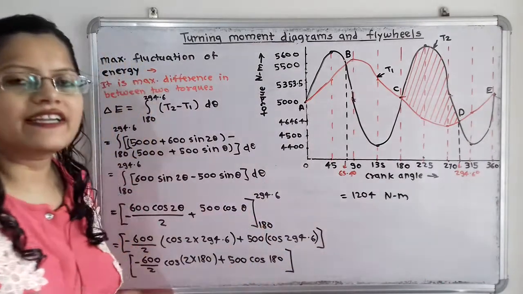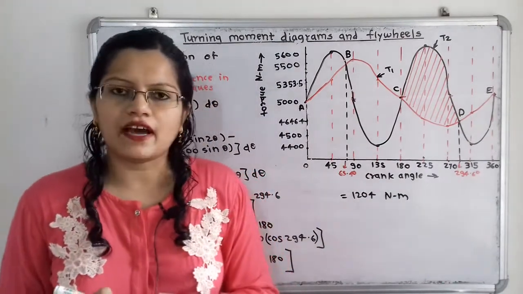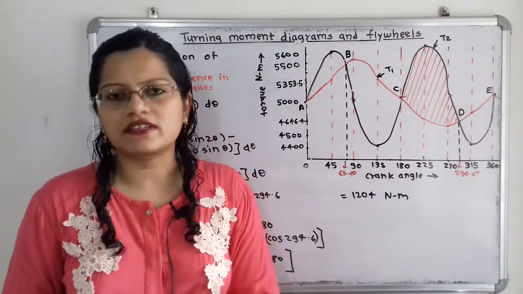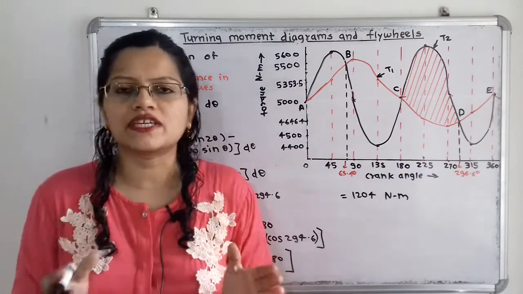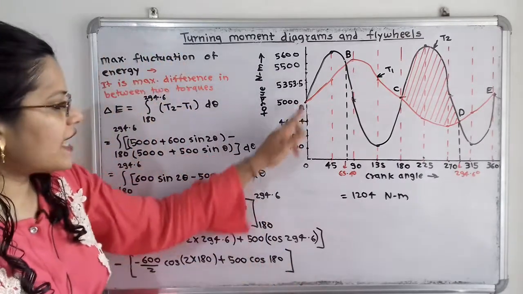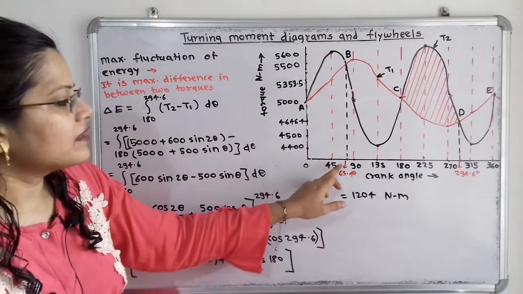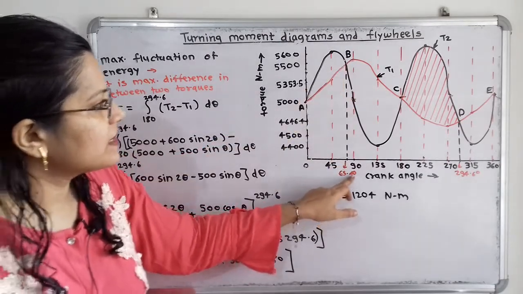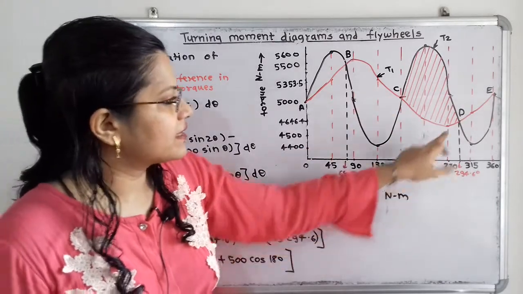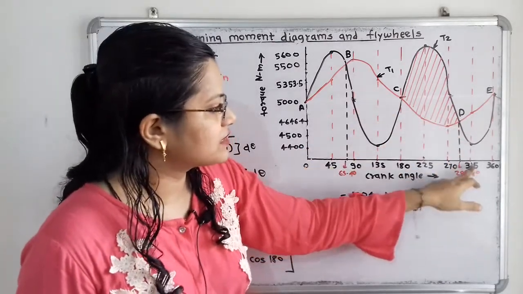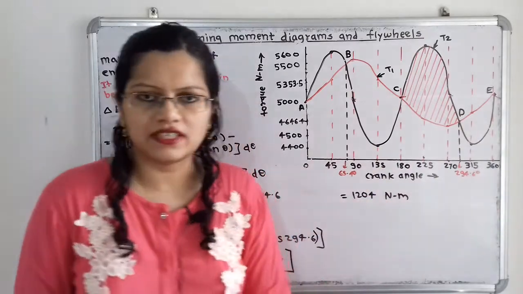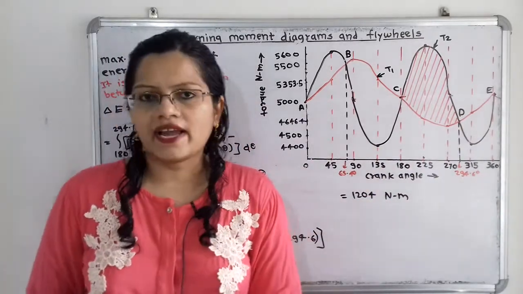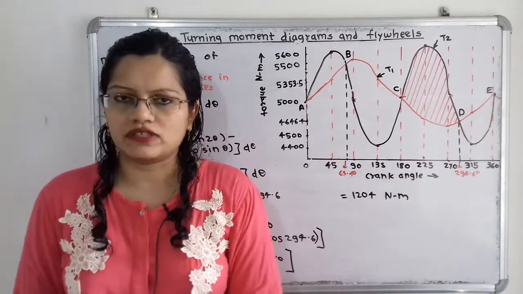Now we have already calculated the angles theta at which the two torques T1 and T2 intersect. The first angle is 0, the second is 65.4 degrees, the third is 180 degrees, the fourth is 294.6 degrees, and the fifth is 360 degrees. So there were a total of 5 angles that we have already calculated.